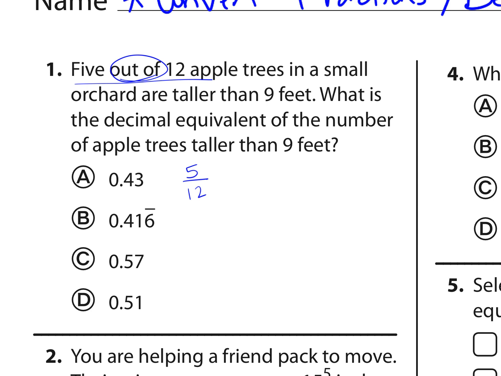So we want to find the decimal equivalent. So we are simply going to divide 5 divided by 12. You can use a calculator. And you get 0.416, and the 6 repeats, so we're going to place a bar over that digit, and that is answer choice B.